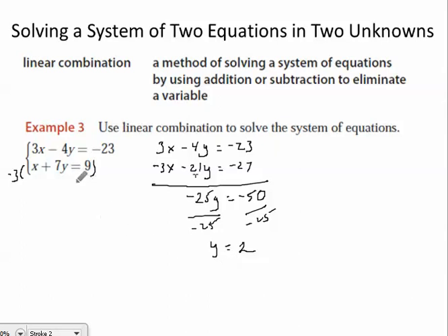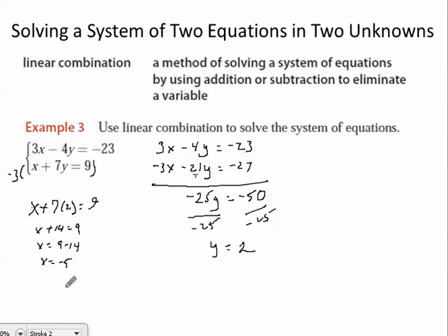I can now go back to either one of these two equations and stick the value of y in there. I'm going to pick the second one. X plus 7 times 2 equals 9. X plus 14 equals 9. X equals 9 minus 14. X equals negative 5.